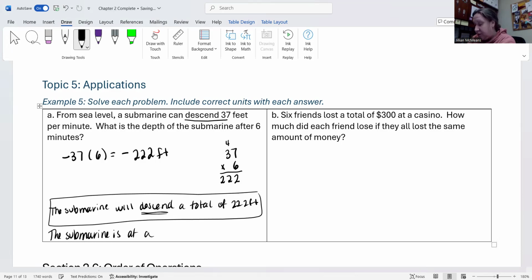So we could write it like this, or we could say the submarine is at a depth of negative 222 feet. I would accept either answer. Just be careful when you write out these answers and make sure if you describe the negative, you don't put it on the number, okay?